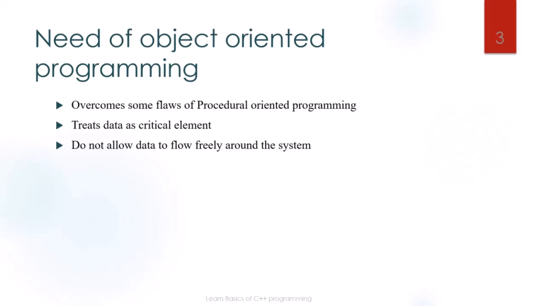Another important aspect is that it does not allow the data to flow freely around the system. In procedure-oriented programming, the data was kept global, so any function can access the data, which may cause unintentional changes and allow bugs to creep in. To avoid this, restrictions were placed on the data in object-oriented programming.